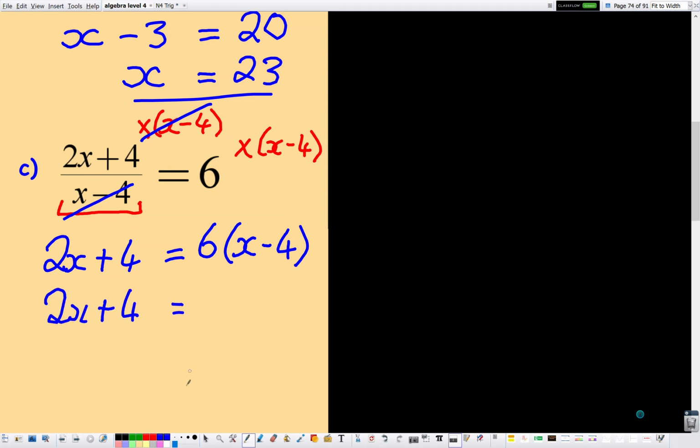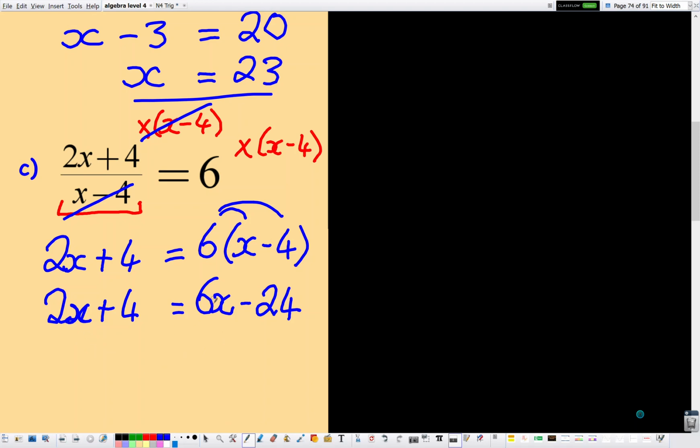So 2x plus 4 equals, now we expand this bracket, we multiply through by 6. So that's going to be 6x minus 24. And what I now am left with is an equation with x on both sides. So to solve these ones, first thing I want to do from this point is to get all the x's onto one side, then get all the numbers on the other side.